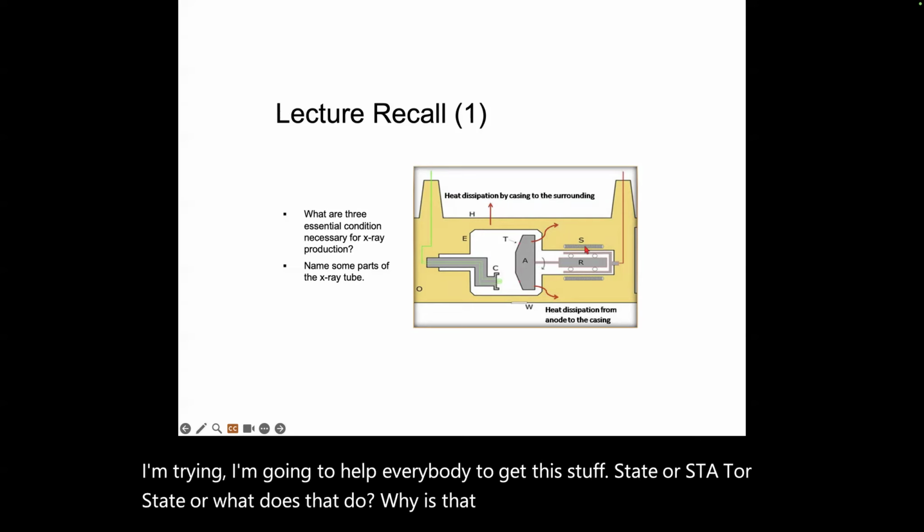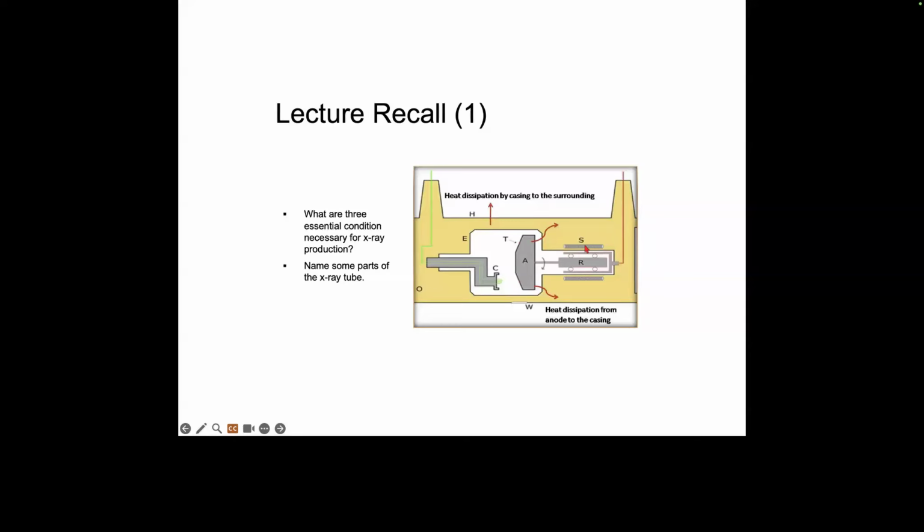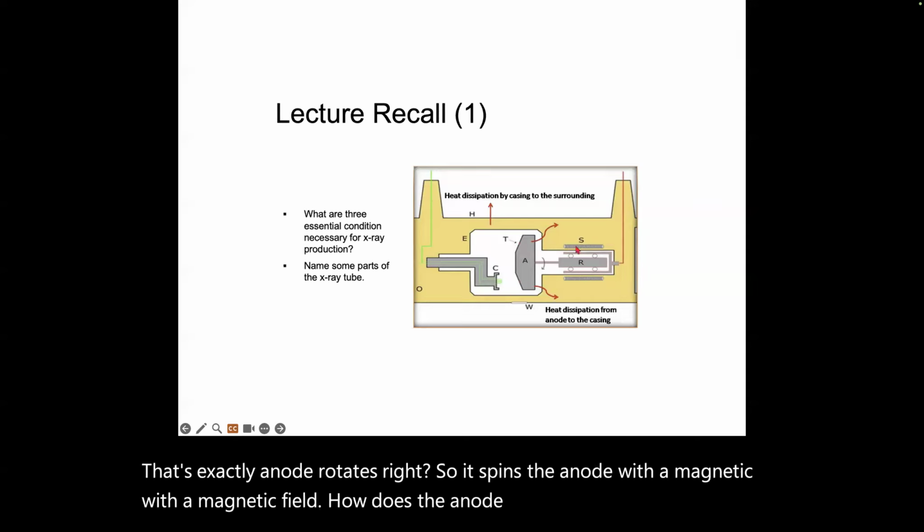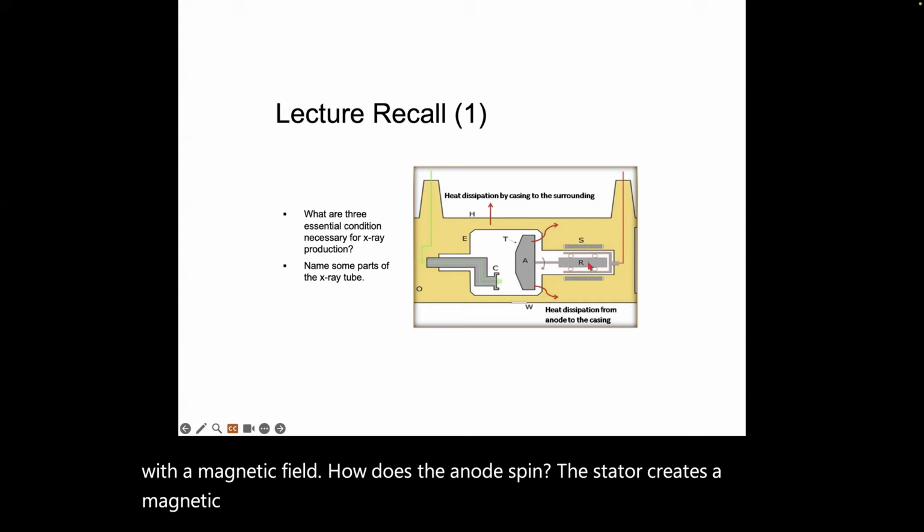Why is that important, Dadiako? It's part of the fan that cools down the electrons coming out from the anode. I mean, it's part of the heat dissipation from the anode casing. Phoebe, what do you got for me? I'm pretty sure that it just provides the energy for the rotor to have the anode rotate. That's exactly right. Anode rotates, right? So it spins the anode with a magnetic field. How does the anode spin? The stator creates a magnetic field to spin the rotor.